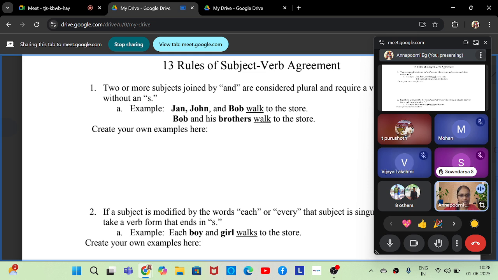Yes, Soundarya, please. Akshaya and Abhirami eat ice cream. Very good. Okay. One more example, please. We will go for one last example. Akshaya, can you try? Yes, Akshaya.